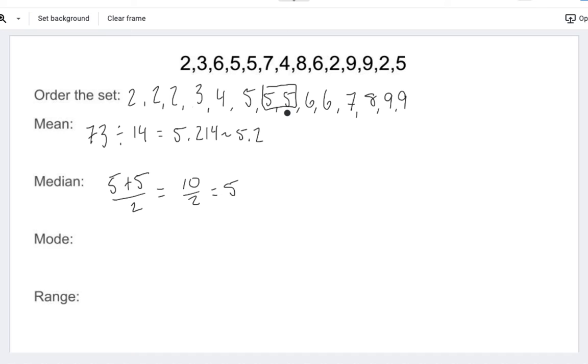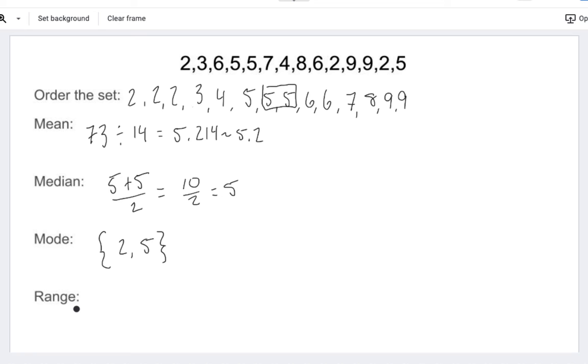So the mode, we can see, since we put them in order, which ones we have the most often. We have 2 and 5. So 3 2s and 3 5s. So the mode, this is bimodal. We're going to write it like this. This means there's a data set that includes 2 and 5.